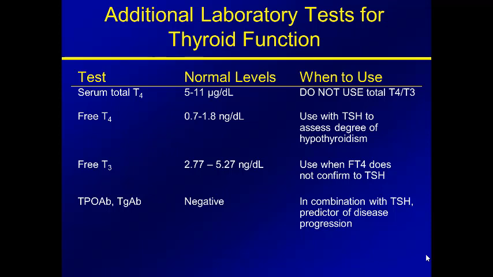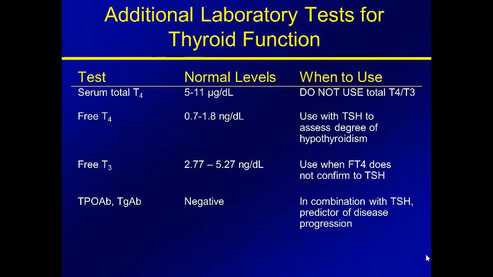Additional laboratory tests for thyroid function are serum T4, at its normal level, and free T3, free T4, and added to this the thyroid autoantibodies: thyroglobulin antibody, TGAb, and thyroid peroxidase antibody. That's very important.